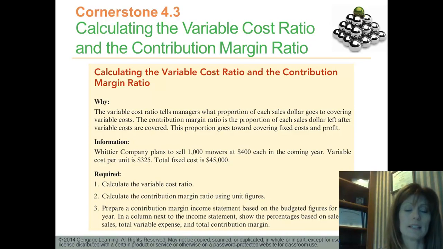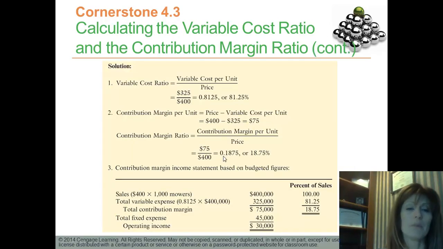All right, so let's calculate those for our mower company. Variable cost per unit was $325. Our price was $400. That gives us 81.25% variable cost. By definition, that means our contribution margin has to be 100% minus that, which is 18.75%. But I can calculate that directly, 75 over 400, and get that. So again, here I can check my answers and make sure those add up to 100%. So if I plug that into my contribution margin statement, you'll see 400,000, 325 in variable expenses, contribution margin of 75, fixed expenses, and there's my 30,000.